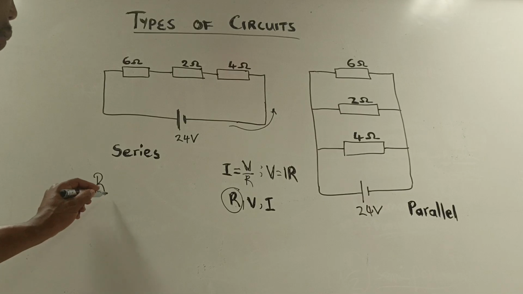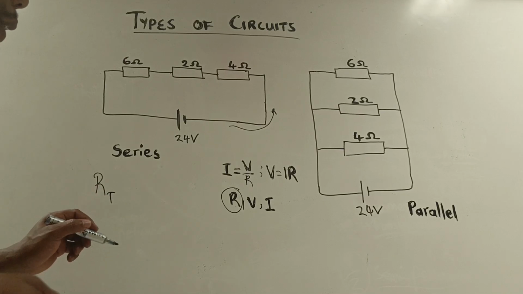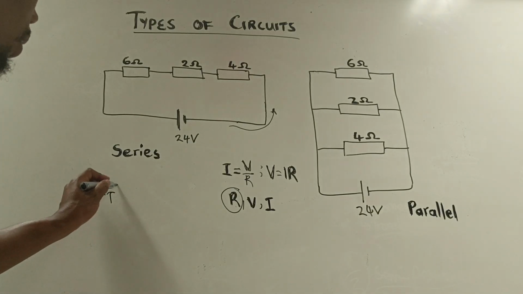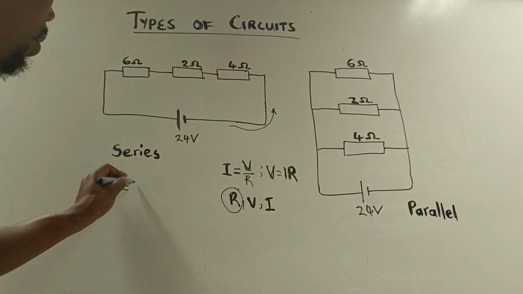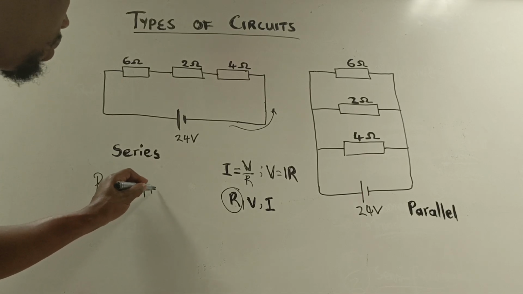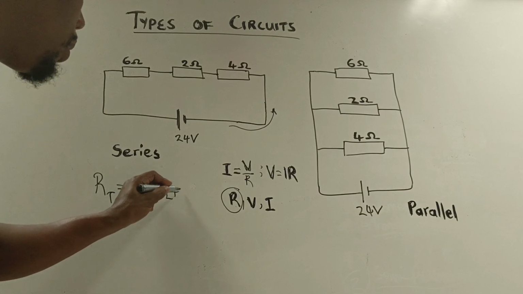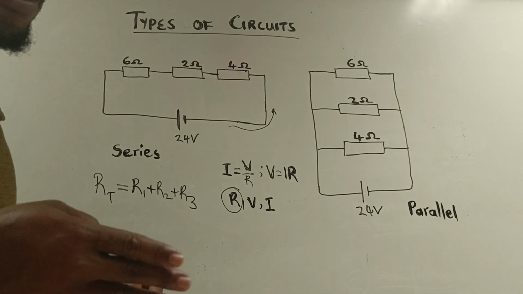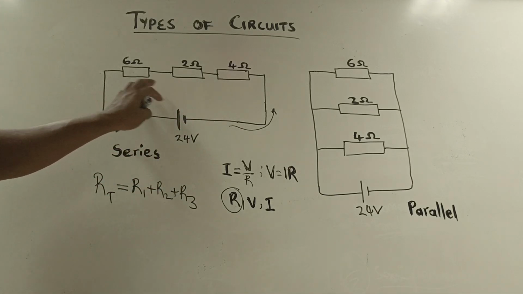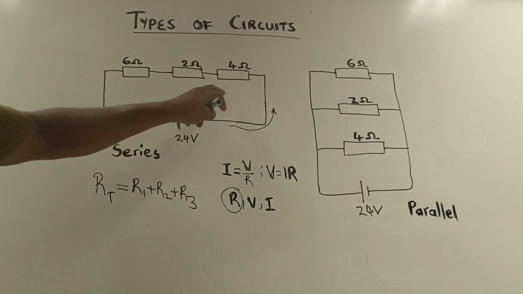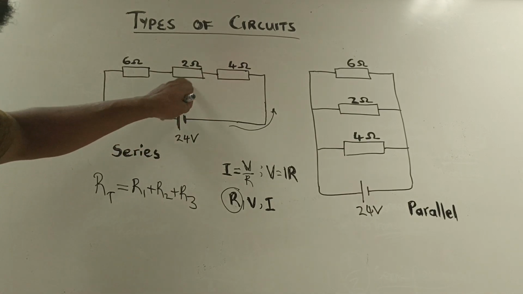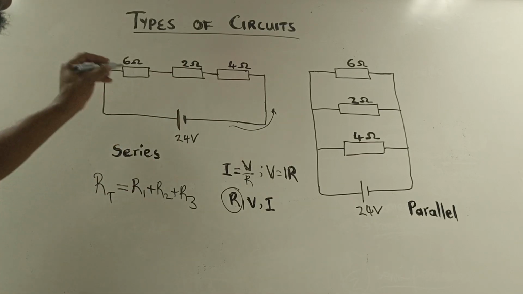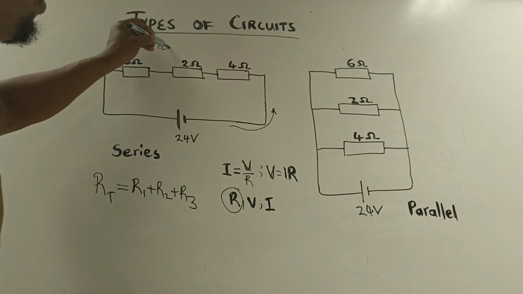resistance in a series circuit, the total resistance or the effective resistance. Total resistance and effective resistance are the same thing. So total resistance is equal to resistance 1 plus resistance 2 plus resistance 3. So in a series circuit, to get the total resistance, you simply add all the resistances. In this case it is 4 plus 2 plus 6, so the total resistance of this circuit is 12 ohms.